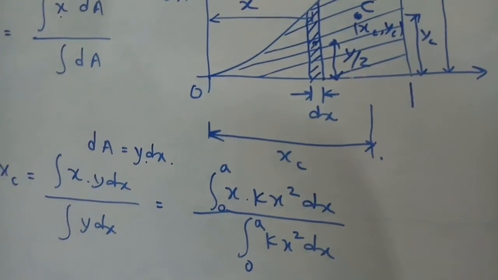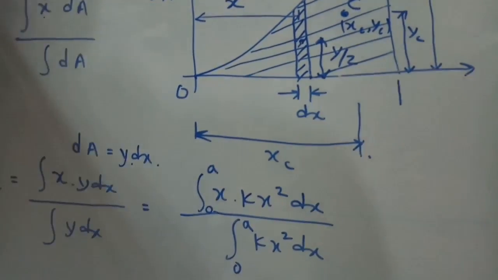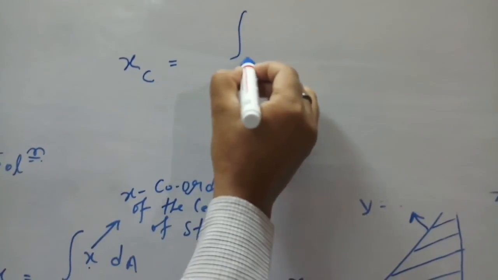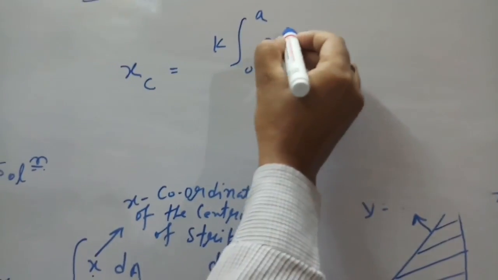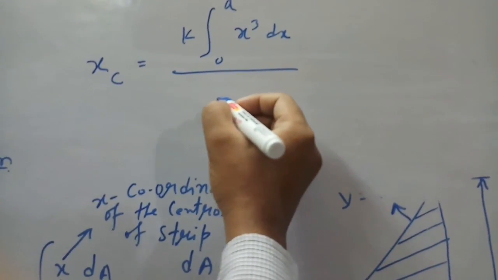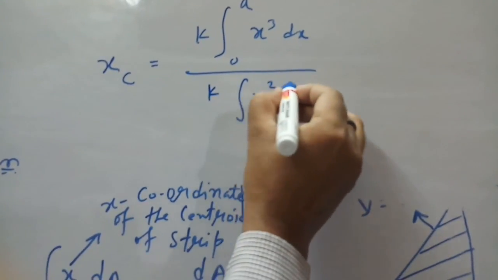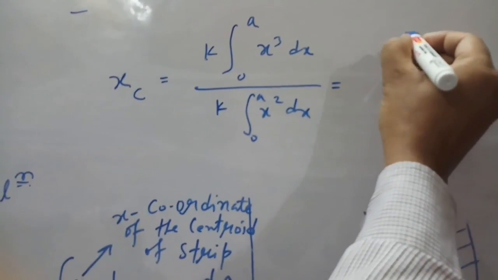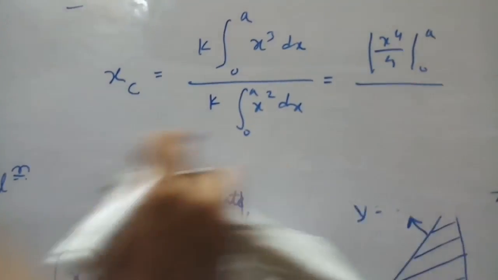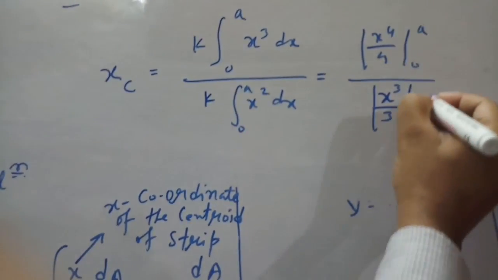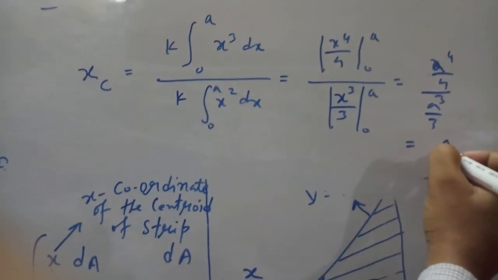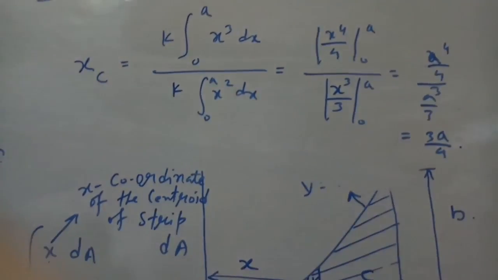Now xc equals integral 0 to a of k x cube dx by k integral x square dx from 0 to a, equal to x to the power 4 by 4 from 0 to a by x cube by 3 from 0 to a, equal to a to the power 4 by 4 by a cube by 3, that comes to 3a by 4. So this is the x coordinate of the centroid of the original plane figure.